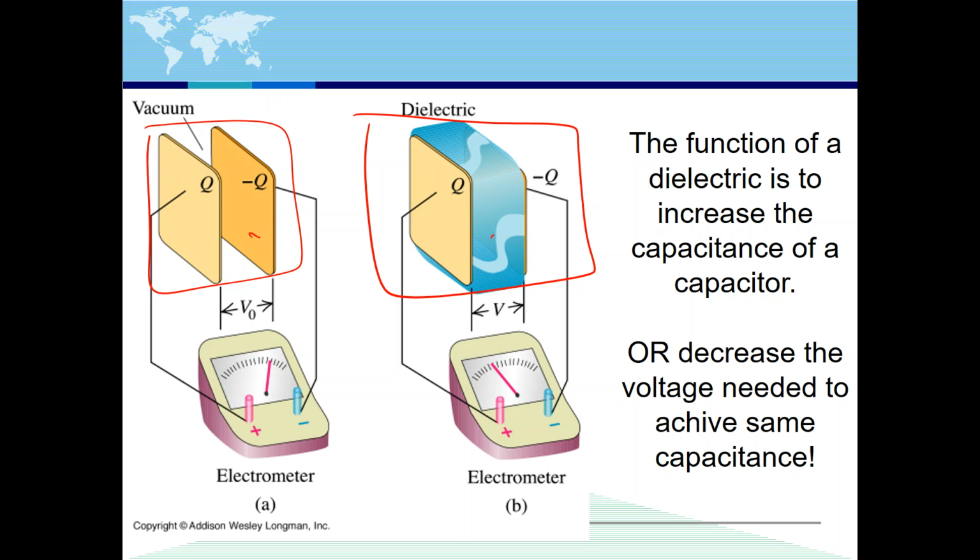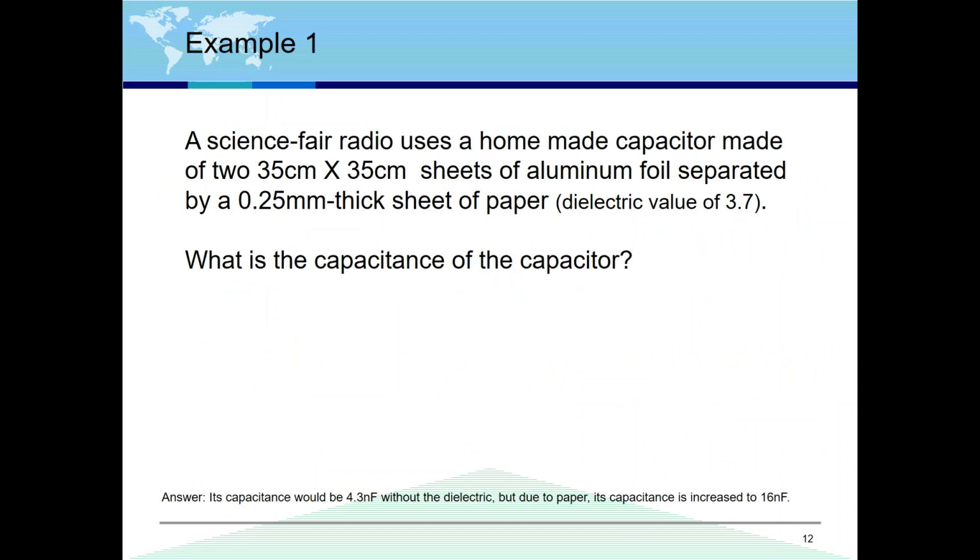You can see here, the voltage required to reach that same charge difference is lower for B. You required fewer volts to achieve the same charge on the plates compared to the first one, which required more volts to do that. The dielectric made the job of the voltage easier for the same amount of charge. And again, I'll explain that in a video very shortly. Let's do a problem real quick. A science fair radio uses a homemade capacitor.